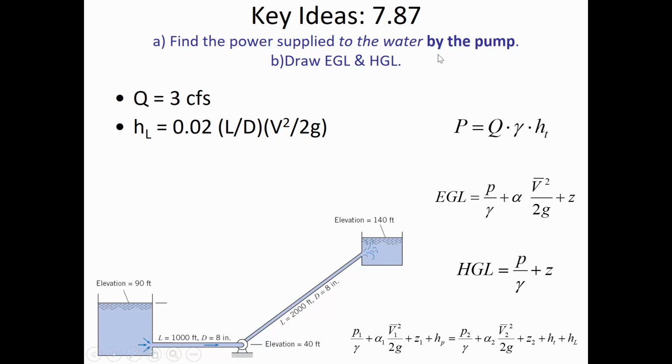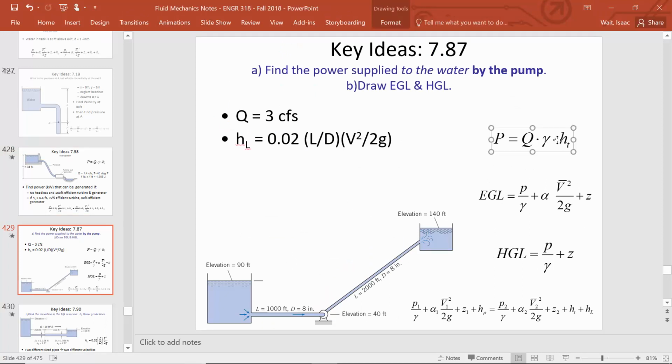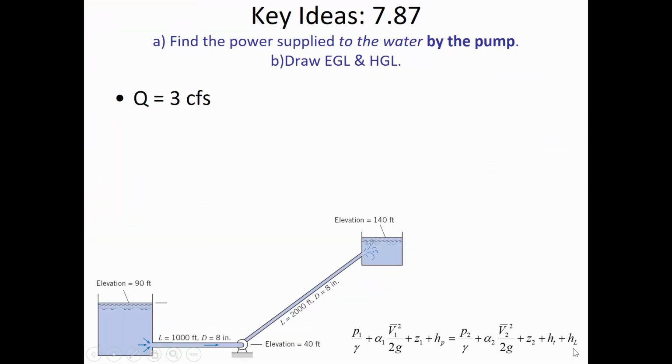So the power equation would just be, you use the energy equation between location 1, where it's this downstream reservoir, and location 2, the surface of the upstream reservoir. And you're solving that in order to determine what is the pump head required, H sub P. And so that's then the pump head that you put into the power equation. And here, I've got it in terms of H sub T, but H sub P, H sub T, it's the same basic form of the equation.